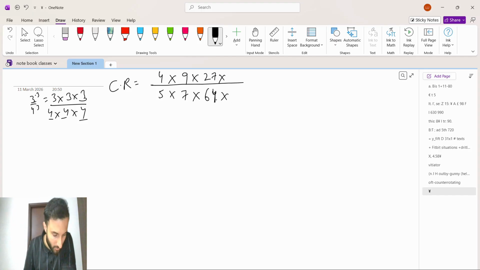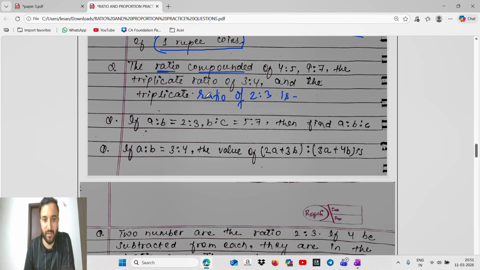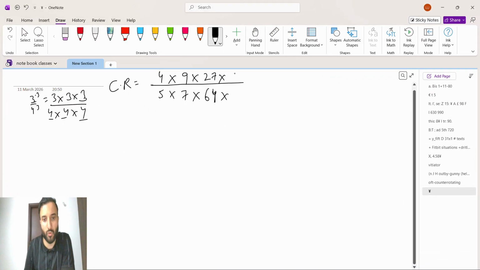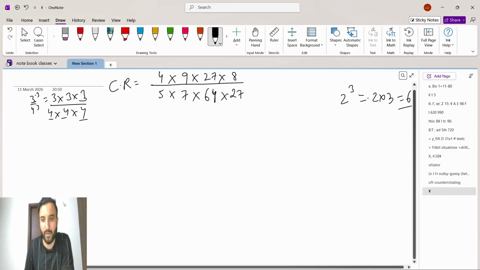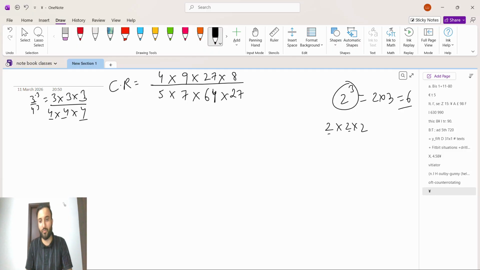Okay. And the triplicate ratio of 2:3. The triplicate ratio of 2 is to 3 means 2 power 3 is 8, 3 power 3 is 27. Please look, 2 power 3, don't do in the examination 2 threes are 6, no brother. 2 power 3 means what? 2 power 3 means we will multiply 2 three times. 2 twos are 4, 4 twos are 8, like that.